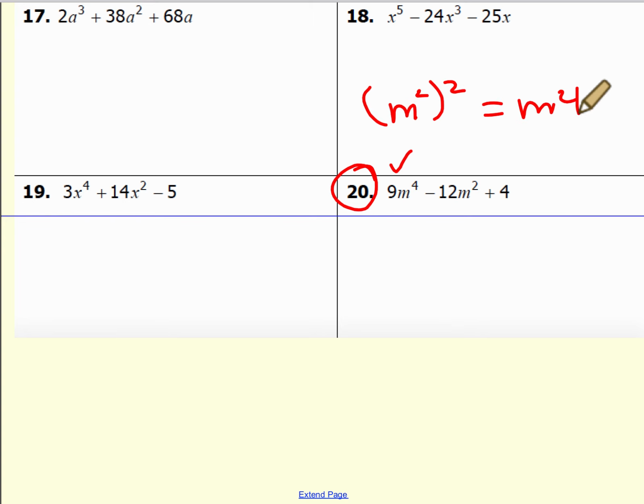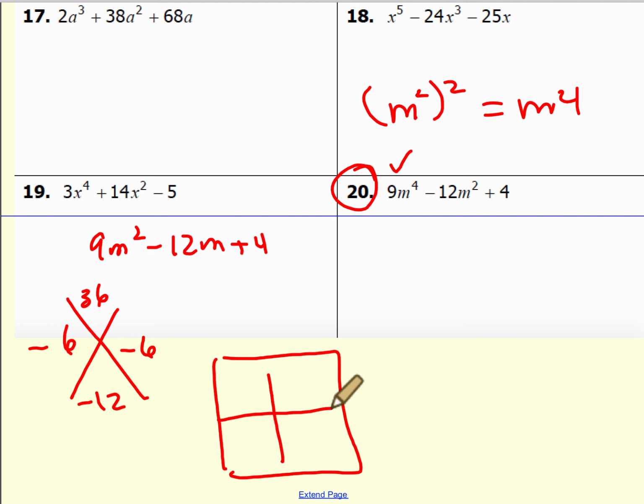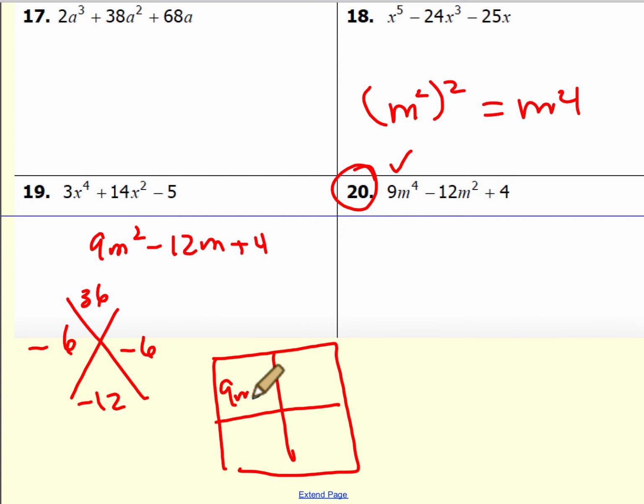So in my brain, I'm thinking this is like 9m squared minus 12m plus 4. And if I factor that, I need two numbers that multiply to positive 36 that add up to negative 12. And that would be negative 6 and negative 6. So if I did my box, I have 9m to the fourth, positive 4, negative 6m squared, negative 6m squared.